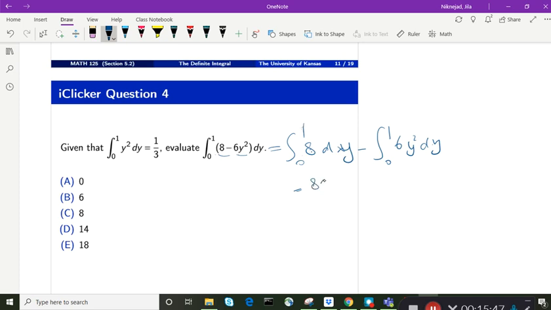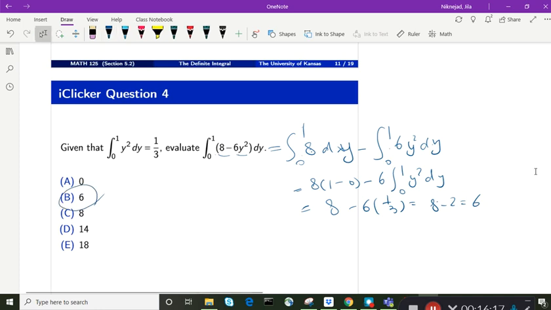Go look it up. And then over here, I know that the integral, after I pull a coefficient out, I end up with this. Remember, we used to pull the coefficient out of the derivative sign. And so you have 8 minus 6 times 1/3, which is 8 minus 2, or 6. So this is the answer.